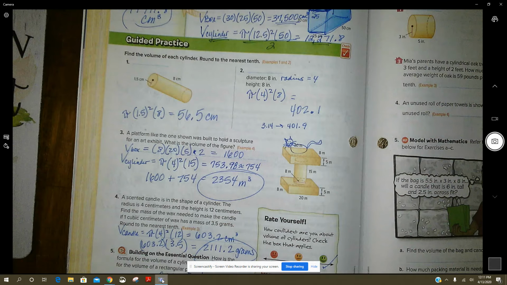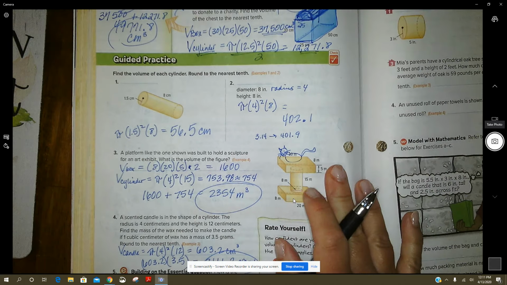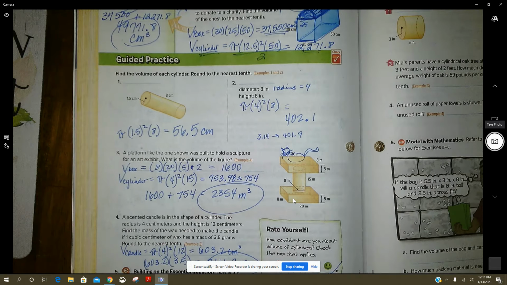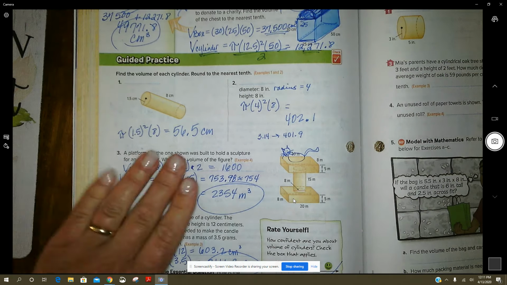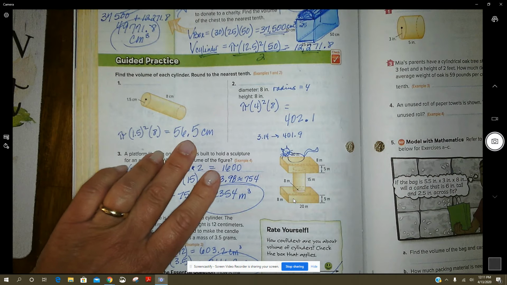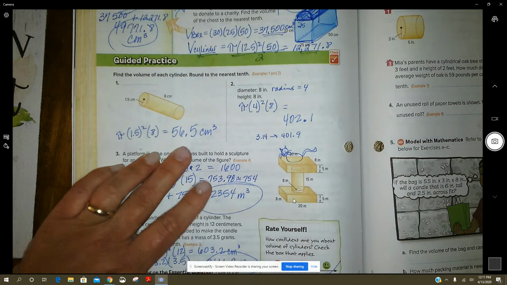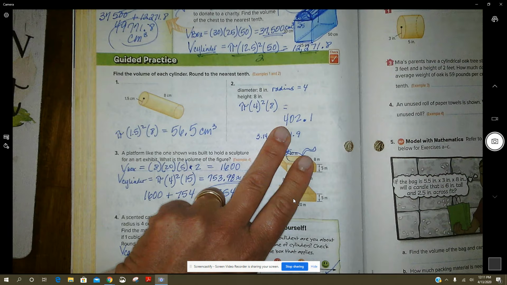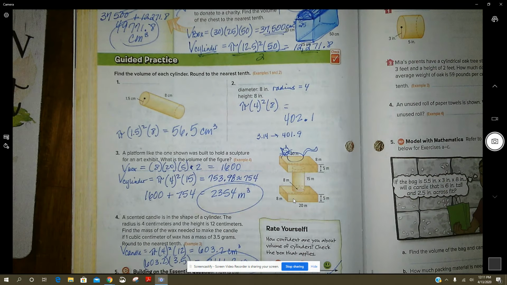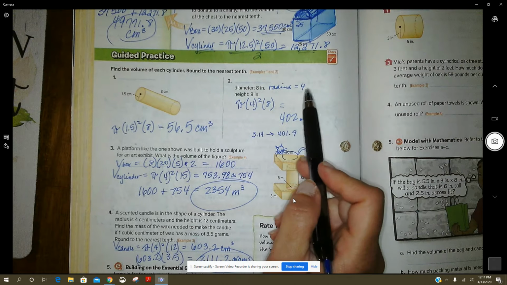All right, guys, so we got that. I want to double check a couple of answers with you, and I wanted to talk to you about a couple of things. So hopefully you got a 56.5 on the first one. Looks like this should be cubic centimeters, Ms. Hunsicker. On the second one, remember you need pi r squared. You need a radius, so make sure you cut your diameter in half.